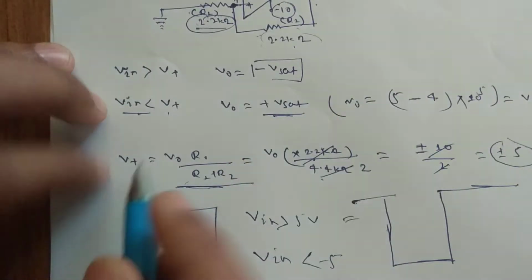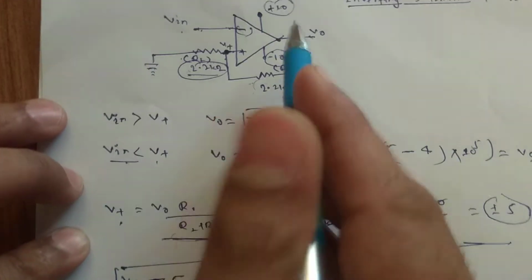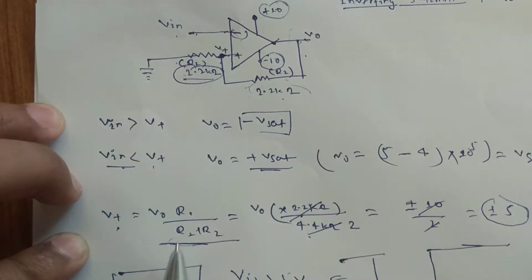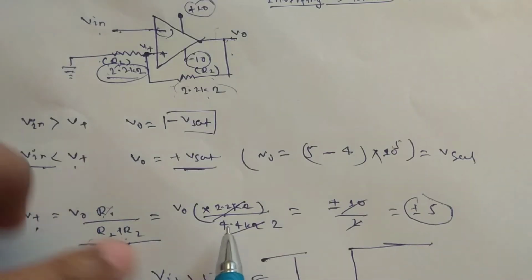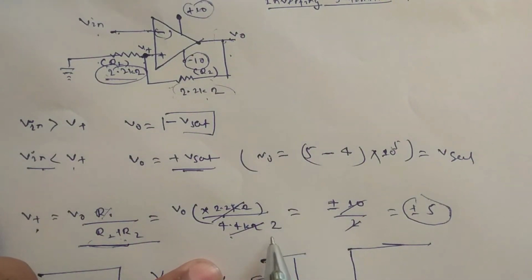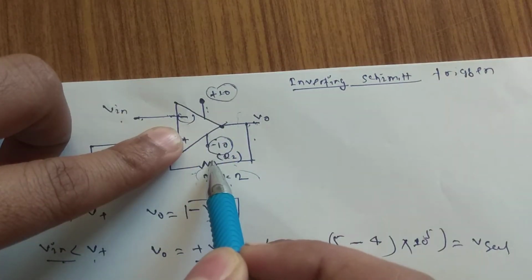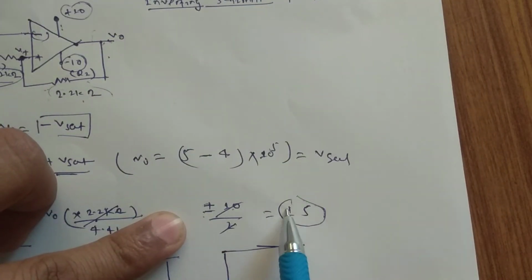Now let us calculate what V positive is. V positive will be nothing but the potential divider, that is V naught times R1 by R1 plus R2. As we have kept R1 and R2 the same, our value will be around 1 by 2. Now what will be V naught? We have biased with plus 10 and minus 10, so V naught will be plus 10 and minus 10. Divided by 2, we get plus V set and minus V set equal to 5.